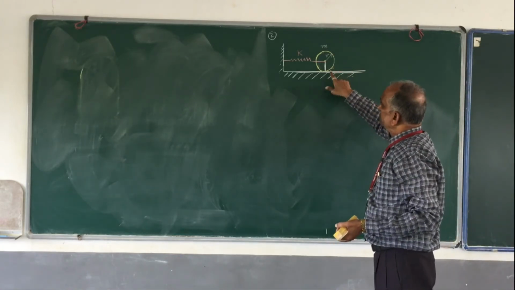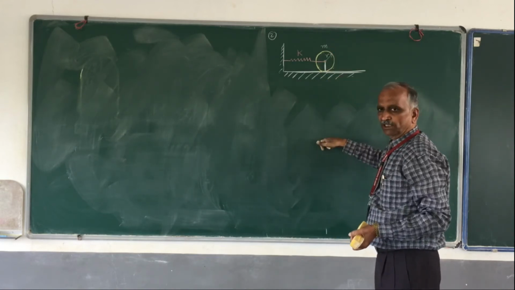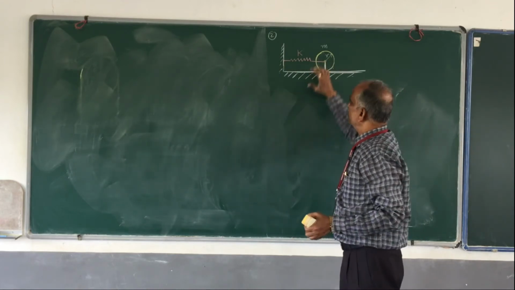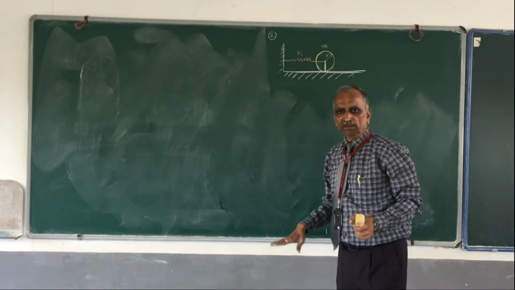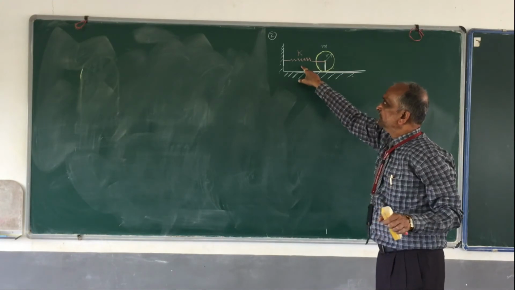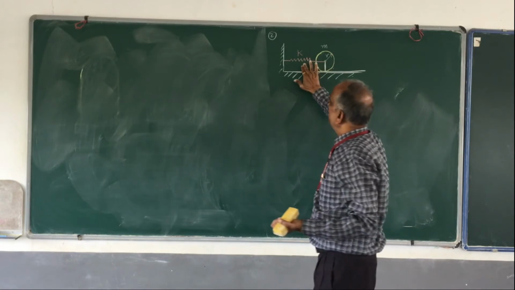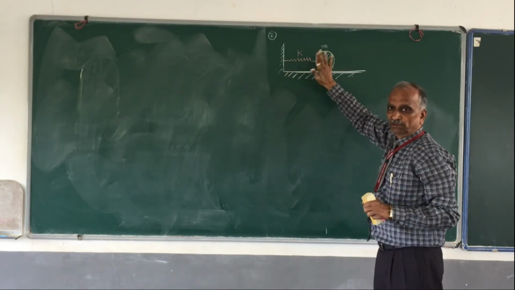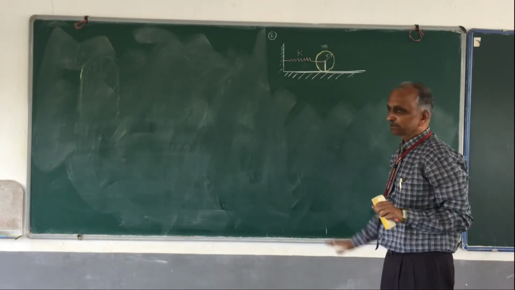So now, at equilibrium, the weight of the cylinder mg is acting vertically downwards. The spring is in the horizontal direction, so the weight will not have any effect on the spring. The spring has not undergone any extension at equilibrium. I hope you concluded that the spring has not undergone any extension at equilibrium position. In this position, the spring force is 0. That is the meaning.